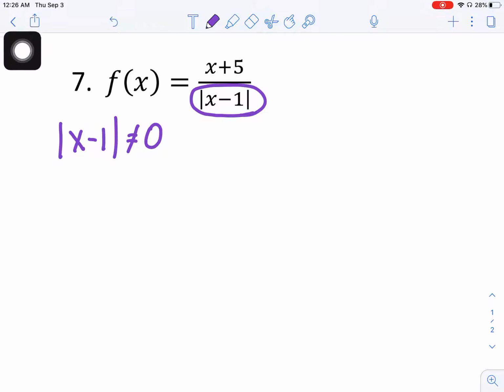So what I want to think about is what value, when I put it in here, would make this expression, when I take its absolute value, equal to 0. And the only way to make it 0 is if x is equal to 1, right? 1 minus 1, 0, absolute value 0, 0. So x cannot equal 1. It's the only thing that matters. Numerator, x can equal anything. All right, there's no restrictions on it because it's simply the expression x plus 5.